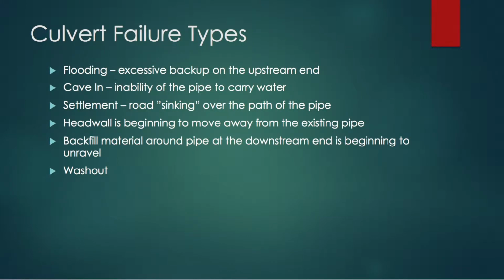Culvert failure types include flooding, which is excessive backup on the upstream end, cave-in, which is the inability of the pipe to carry water, settlement, which is the road sinking over the path of the pipe, the head wall beginning to move away from the existing pipe, and the backfill material around the pipe at the downstream end beginning to unravel and wash out.